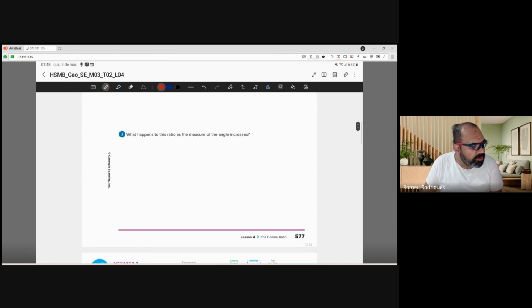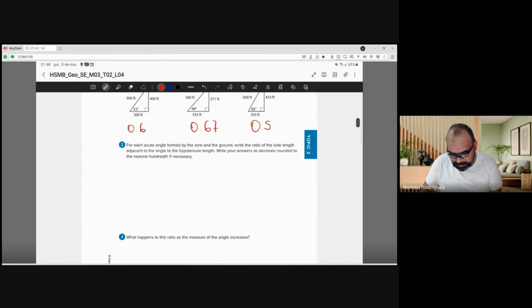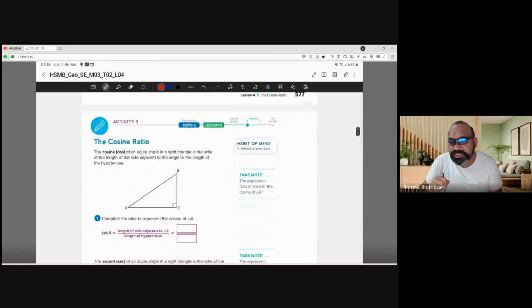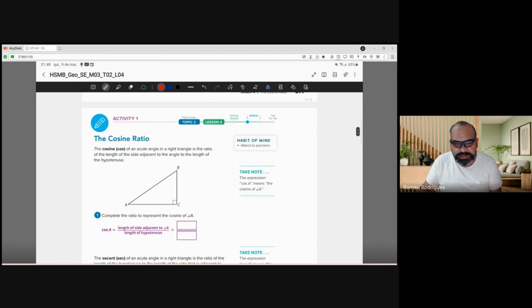What happens with the ratio? The ratio decreases as the measure of the angle increases. Can you see here? As the angle increases, the ratio decreases. Great, we talked about this also, and this is the ratio we're talking about today, the cosine ratio. Just complete the table here as we did in class before. I hope you finished and figured out the relationship here. It is the length of the adjacent side to the angle over the hypotenuse.